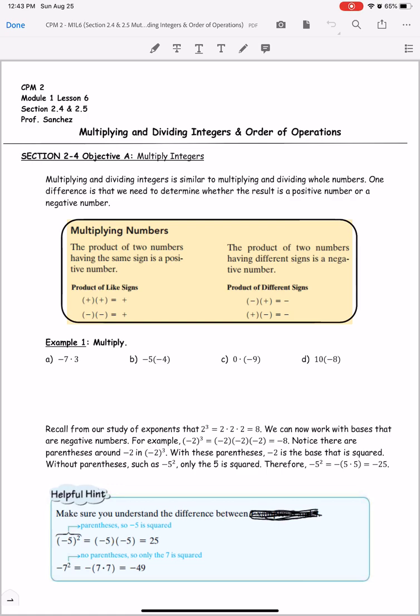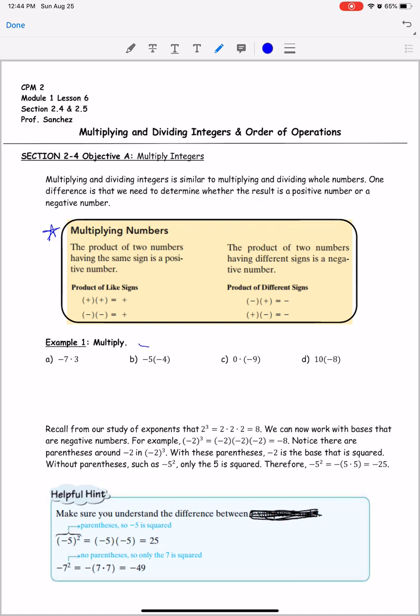So, first objective in section 2.4, we've got to multiply integers. It says multiplying and dividing integers is similar to multiplying and dividing whole numbers. One difference is that we need to determine whether the result is going to be a positive number or a negative number. So this little box here is going to be your best friend. It says multiplying numbers, the product of two numbers having the same sign is a positive number.